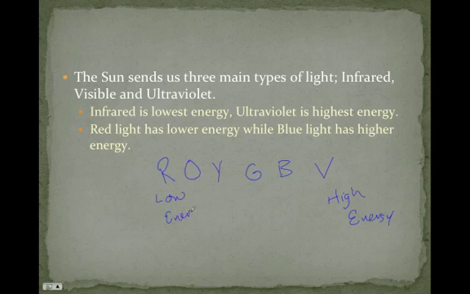Now, light is a type of electromagnetic wave. What that means is light is a particle that moves through space and also a wave that vibrates. Red light has lower energy. It also has what we call lower frequency, which just means it vibrates less often. Violet has higher energy, higher frequency, which means it vibrates a lot more.